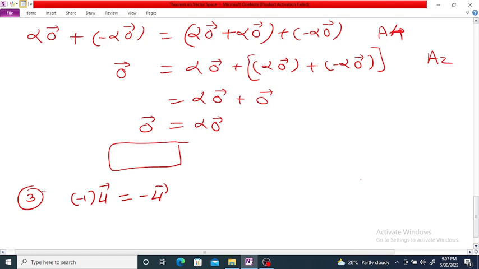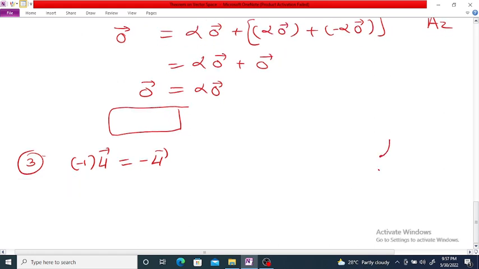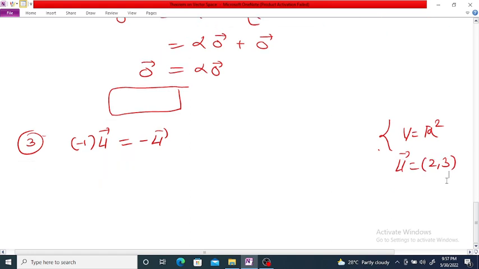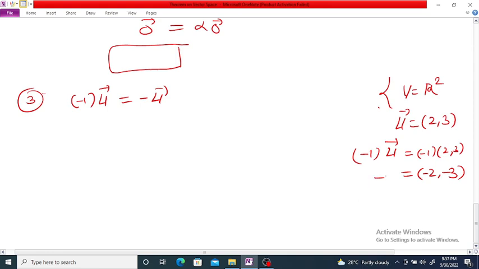For example, if you consider v equal to R square and u bar equal to (2, 3), we know the additive inverse of u bar is (minus 2, minus 3). You can get this as minus 1 into u bar, which is minus 1 into (2, 3). Since it is scalar and vector multiplication, it is (minus 1 into 2, minus 1 into 3), which is (minus 2, minus 3), the additive inverse. This is nothing but minus u bar. But we want to prove this: if we multiply any vector by minus 1, we get the additive inverse, minus u bar.